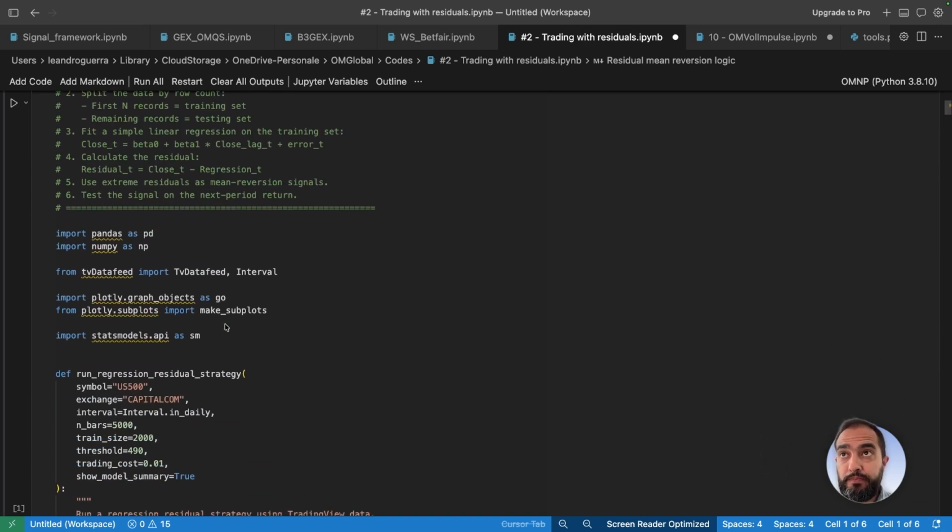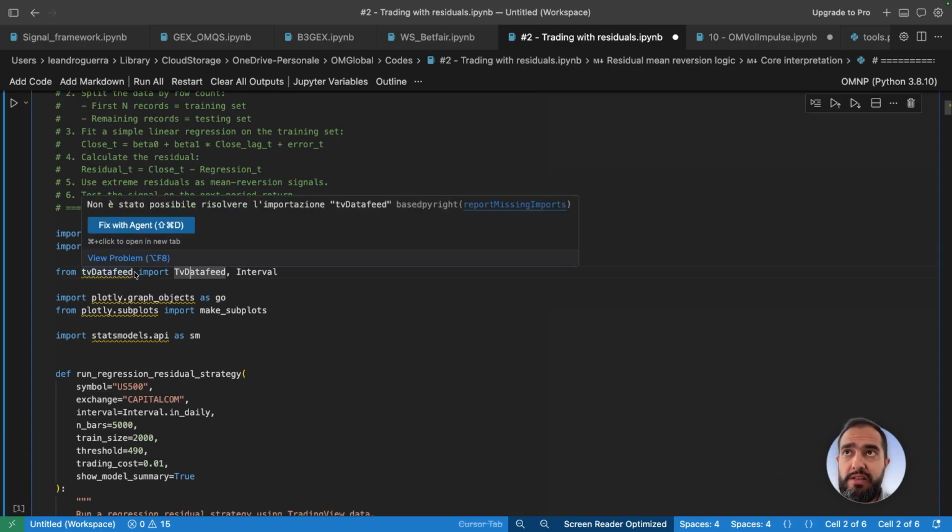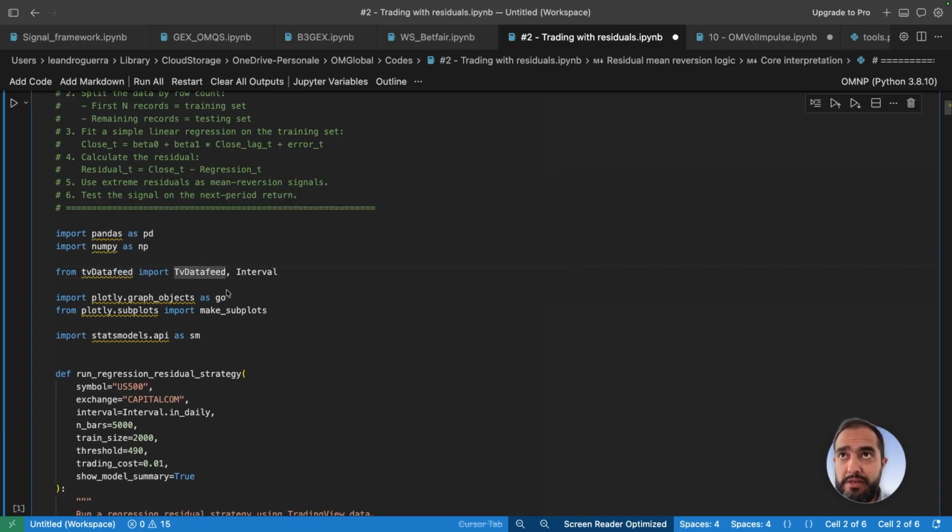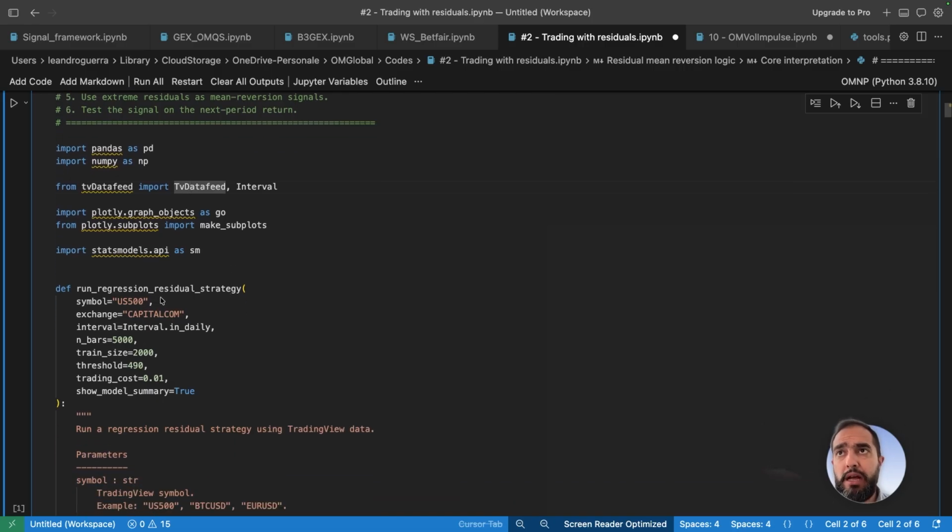You will then install the TradingView data feed library to collect the data. I'm using that particular broker not because of any particular reason. It's just because it's the one I trade, and I think it works pretty well. The costs are very low, right? And for the SPX, SPY, S&P 500, this is the ticker US 500.